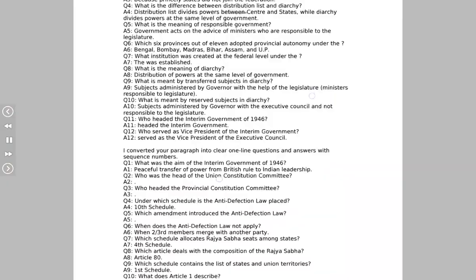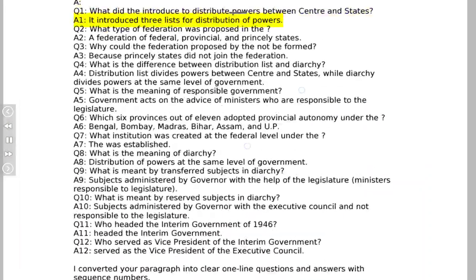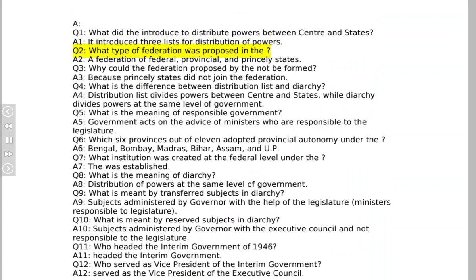Q1. What did they introduce to distribute powers between center and states? A1. It introduced 3 lists for distribution of powers. Q2. What type of federation was proposed in The? A2. A federation of federal, provincial, and princely states. Q3. Why could the federation proposed by the not be formed? A3. Because princely states did not join the federation.